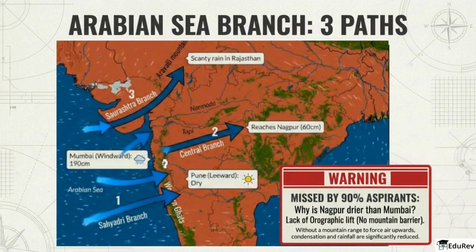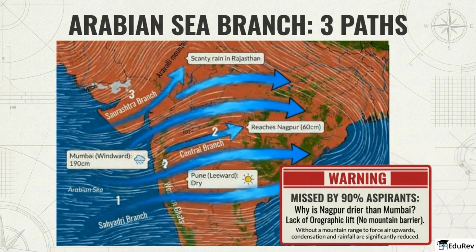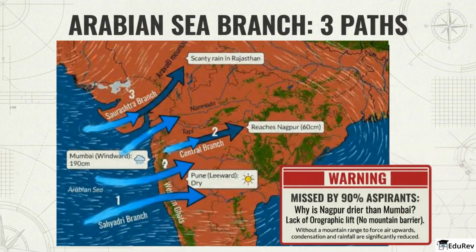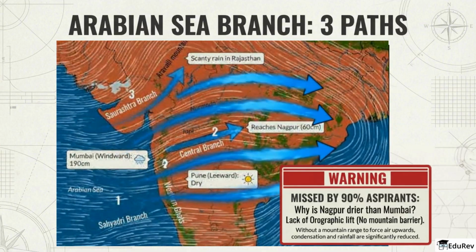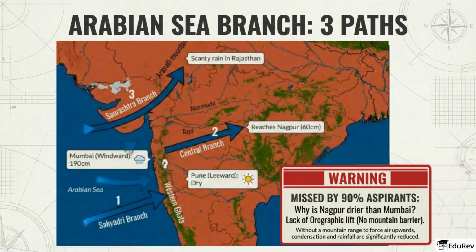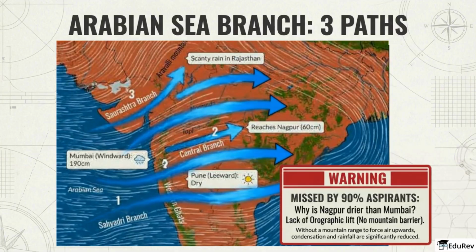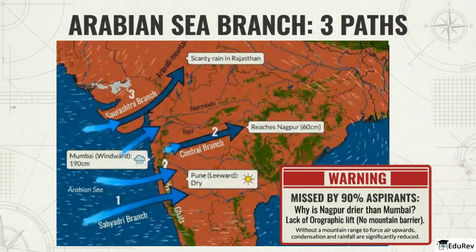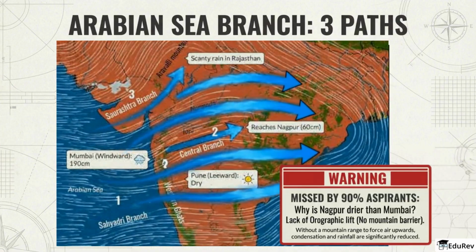The Arabian Sea branch follows three tracks. First, along the Western Ghats, producing heavy orographic rainfall. Orographic rainfall occurs when moist air is forced to rise over mountains, cools, condenses, and rains. Second, the central track toward Nagpur. Third, towards Saurashtra and Rajasthan, where rainfall becomes scanty.